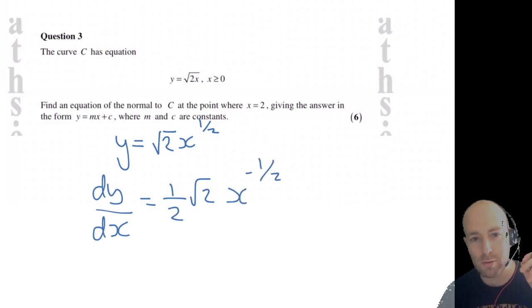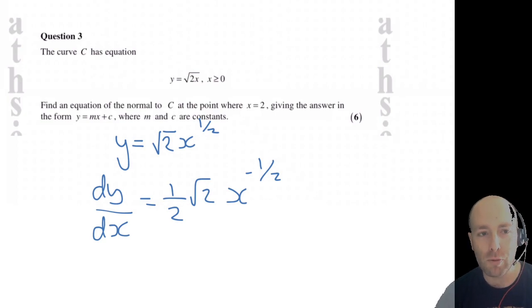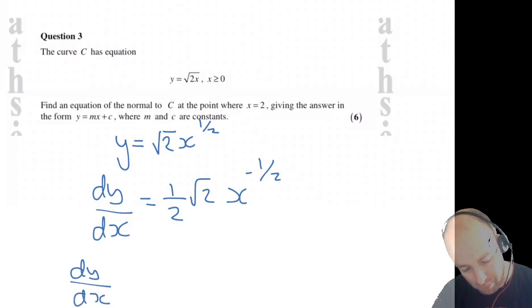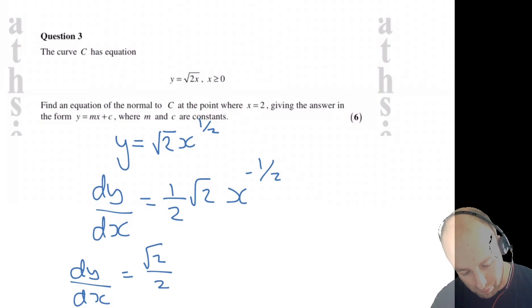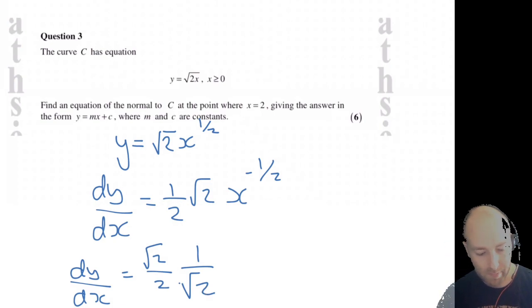Mic on my head, cool, thank you. Yes, just what I said just now, be careful with this one. y is root 2x. The root extends over both those bits. Do we get this if you differentiate it? Good. Put in x equals 2. So we get dy/dx equals root 2 over 2 times x to the minus half, so we're going to get 1 over root 2. Those are going to cancel, and the gradient is just going to be a half.